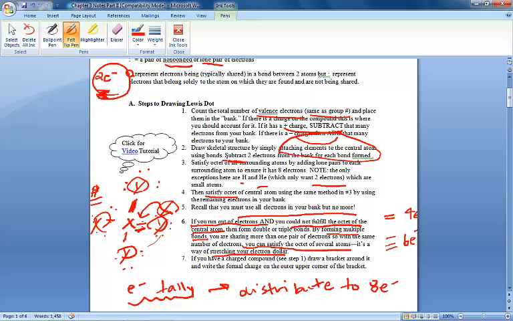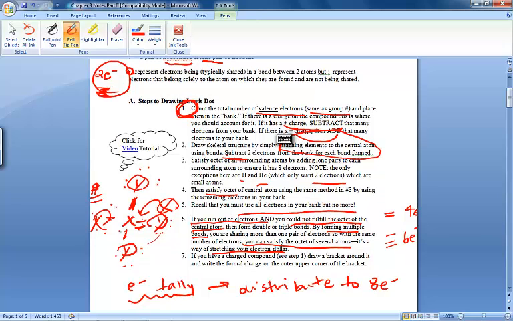Last of all, if you do have any kind of charge from step 1, make sure that you indicate it in your final structure by putting a bracket and a positive or negative sign, whatever the charge happened to be.